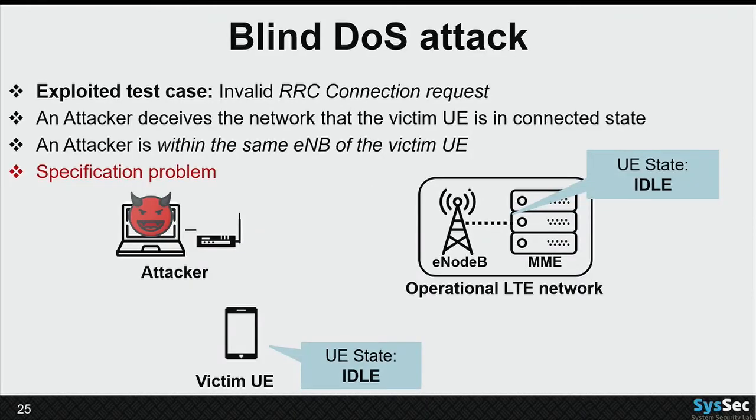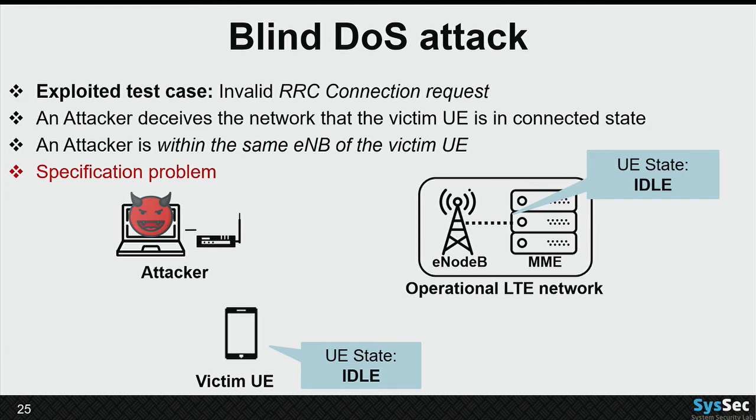The first one is the blind DoS attack. In this attack, the attacker exploits the fact that the initial RRC connection procedure is not protected, not authenticated, and not encrypted. Here, the victim UE is registered to the operational LTE network. The victim UE state is idle, which means there's no radio connection, so it just waits until the operational LTE network sends a wake-up command to the victim UE to make a radio connection. This is called the paging procedure in LTE.